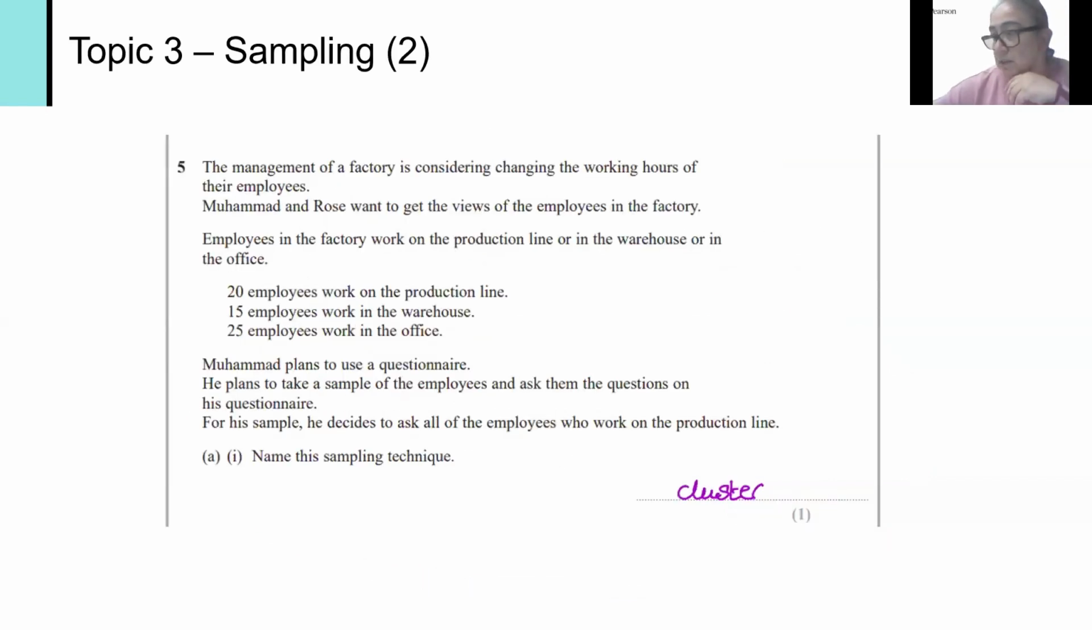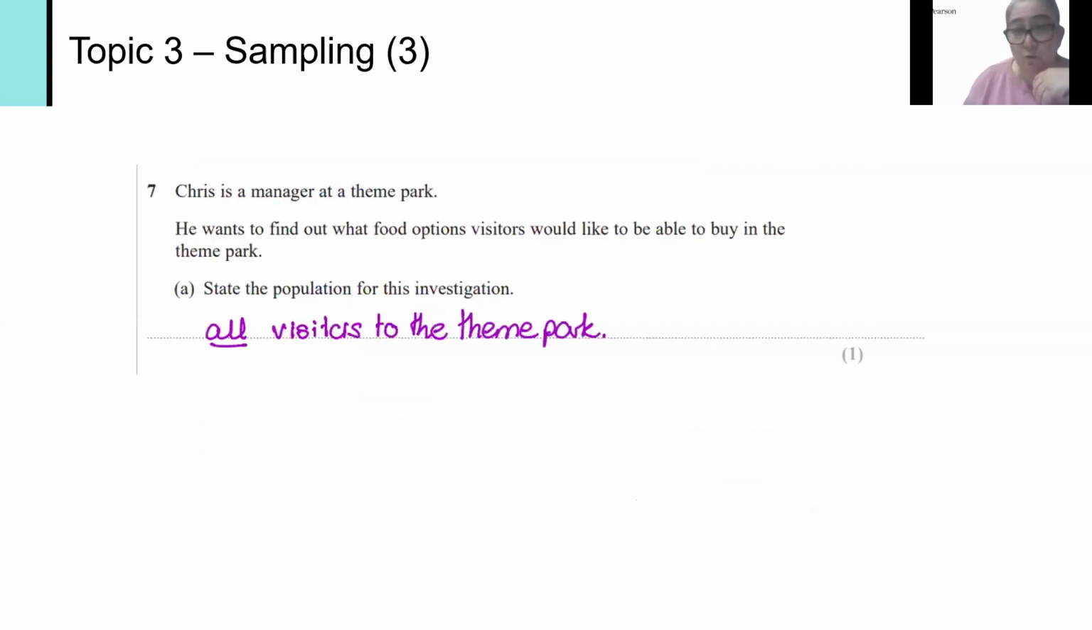Because when we got to cluster, this was really answered poorly by the majority of students on higher. The vast majority of students identified it as quota or judgment sampling. So we know we've got to do something about making sure that these definitions are embedded.